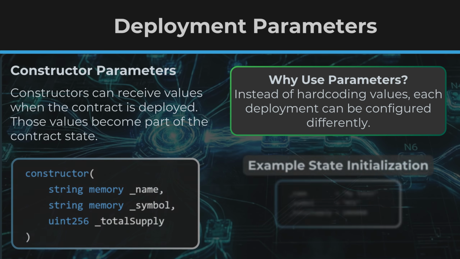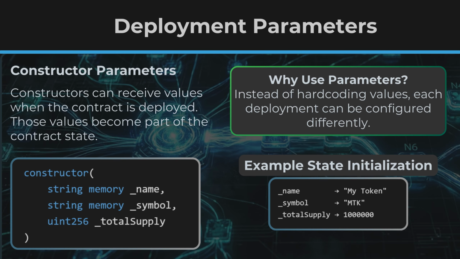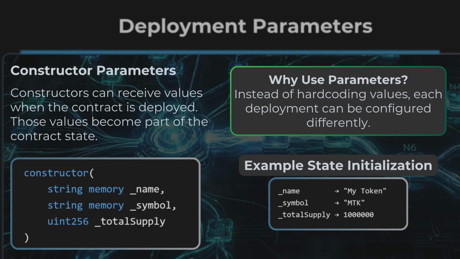Constructors can receive parameters just like normal functions. Those values are provided when the contract is deployed. For simplicity, this example only stores the values. A real token contract would usually mint or distribute the initial supply as well. After deployment, those values become part of contract state.